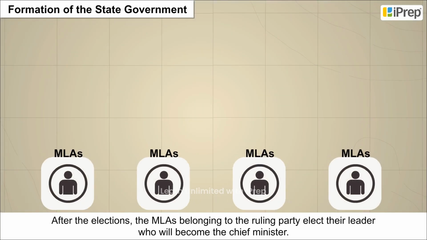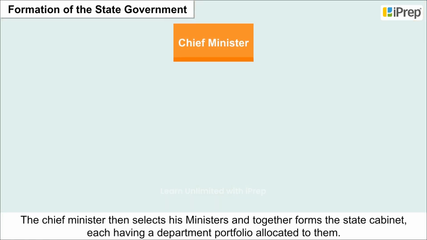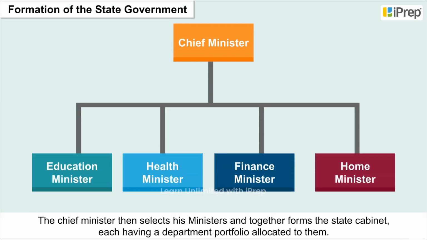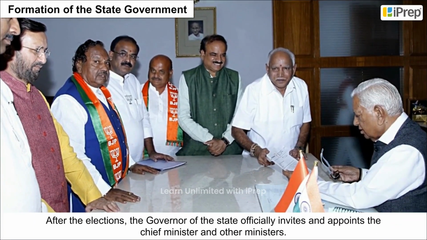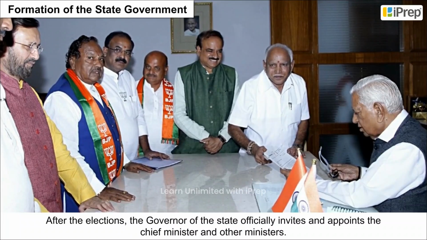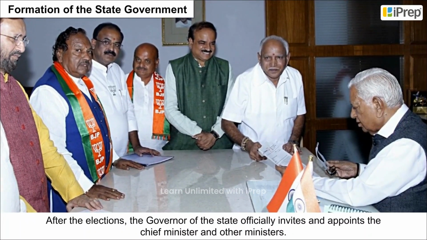After the elections, the MLAs belonging to the ruling party elect their leader, who will become the Chief Minister. The Chief Minister then selects his ministers and together forms the State Cabinet, each having a department portfolio allocated to them. After the elections, the governor of the state officially invites and appoints the Chief Minister and other ministers.